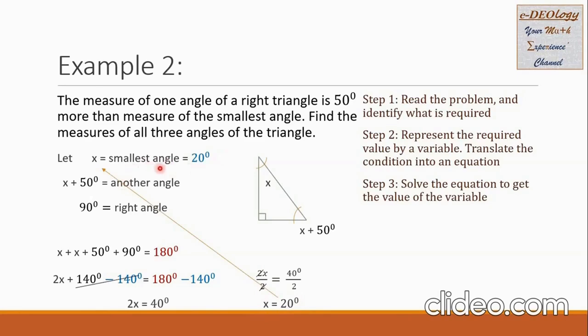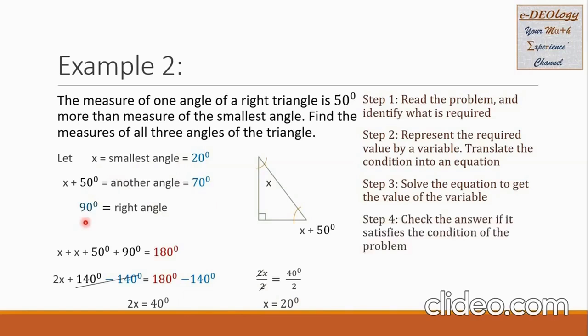Since we now have the value of the smallest angle, we can compute the next angle. We will use this x, the 20 degrees, in here. So this is 20 degrees plus 50 degrees. The other angle will be 70 degrees. And of course, the third angle is already there. It's 90 degrees.